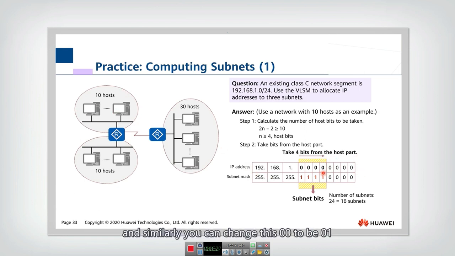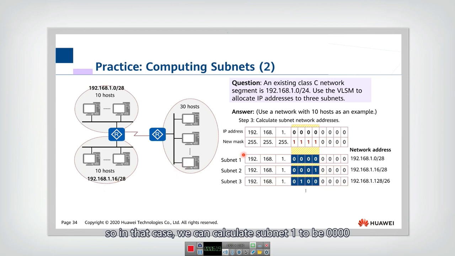And similarly, you can change this 00 to be 01 and let the new subnet be subnet 2. So in that case, we can calculate subnet 1 to be 0000, and the mask is 28. And for subnet 2, we can use 0001 with these 4 bits left for the host bits. So this is subnet 2.